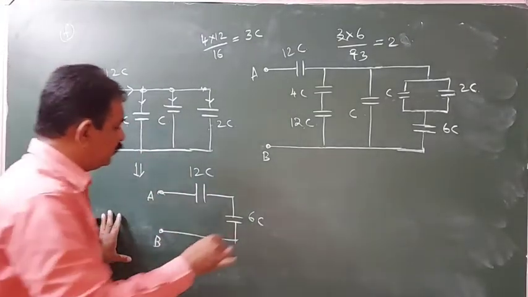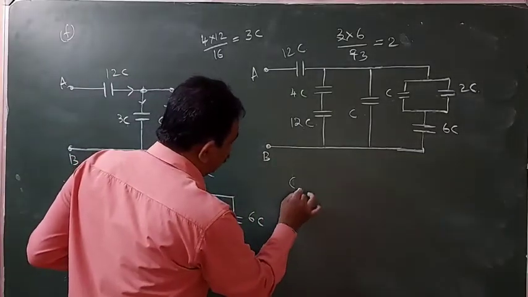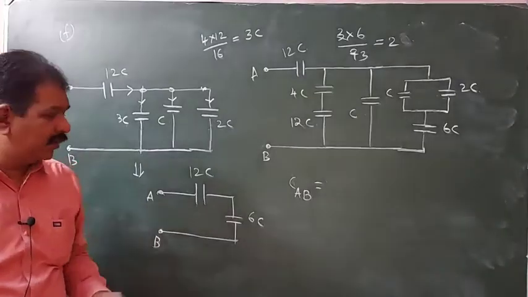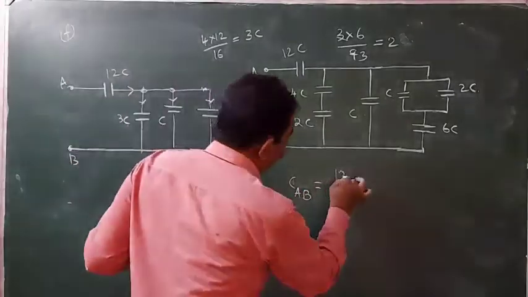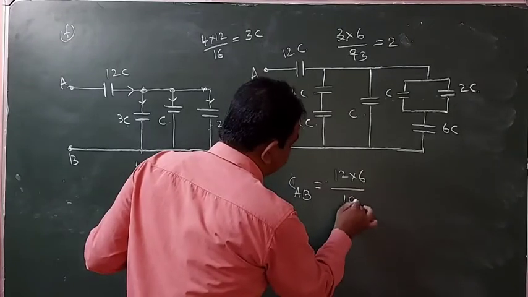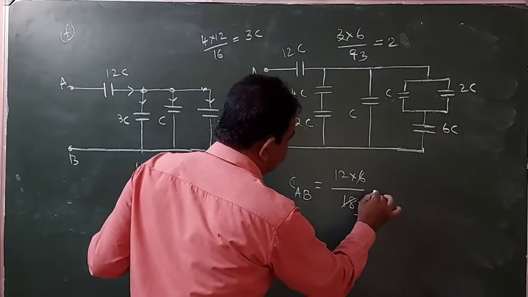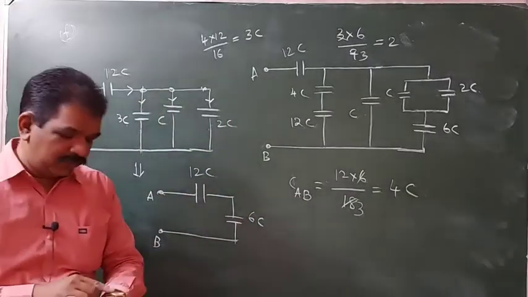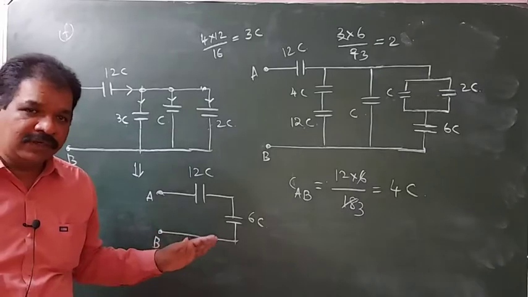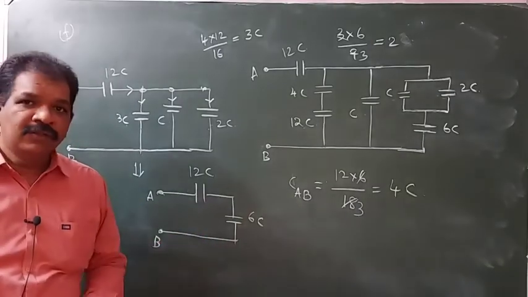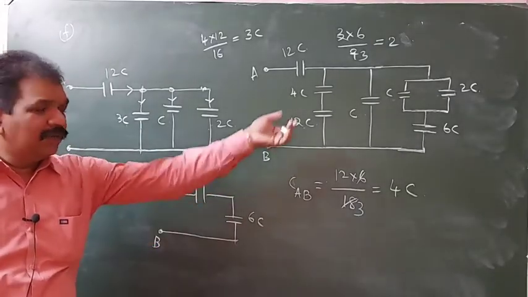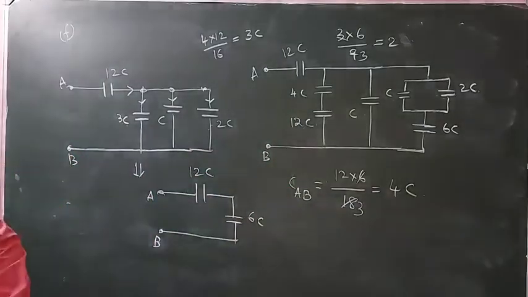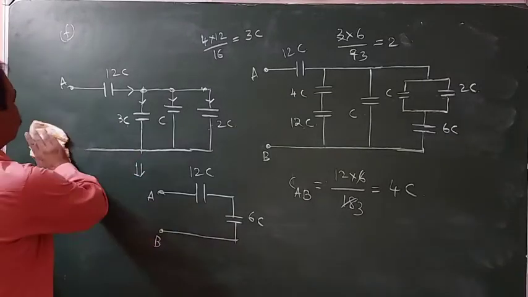So effective of this will be CAB is equal to C1 C2 by C1 plus C2. 12 into 6 by 12 plus 6, 18. 6 3s, 3 4s will cancel. CAB is equal to 4C. The point is clear? Like this, questions will be there. By doing number of circuits, you can easily get the idea how to solve the circuits. Take some more examples.